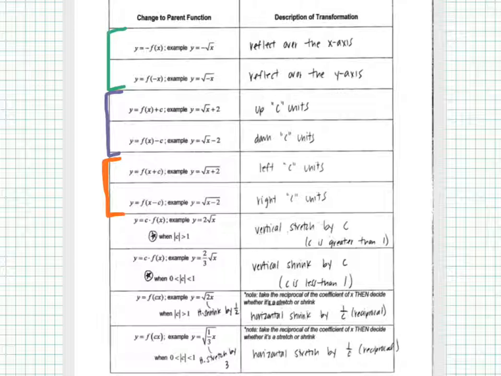So that's all of your shifting: left, right, up, and down. And then we have stretches. We have two different kinds of stretches: vertical stretches and shrinks, and horizontal stretches and shrinks. The first kind is your vertical stretching and shrinking. This is when you have a number on the outside of the function and you're multiplying it in. For example, in this 2 square root of x, that 2 is a number on the outside getting multiplied in.